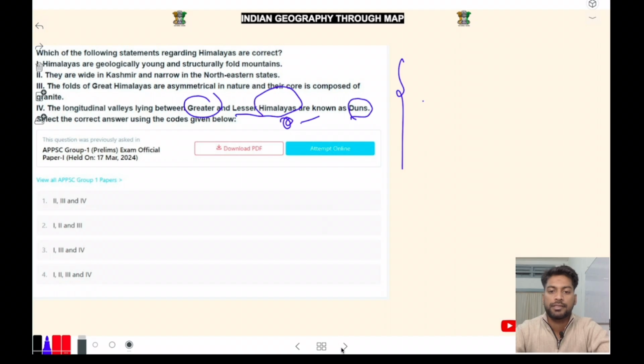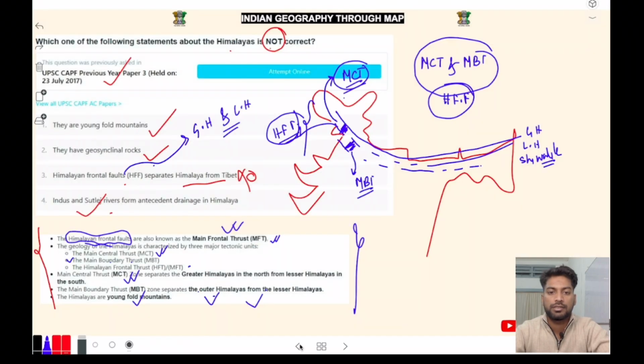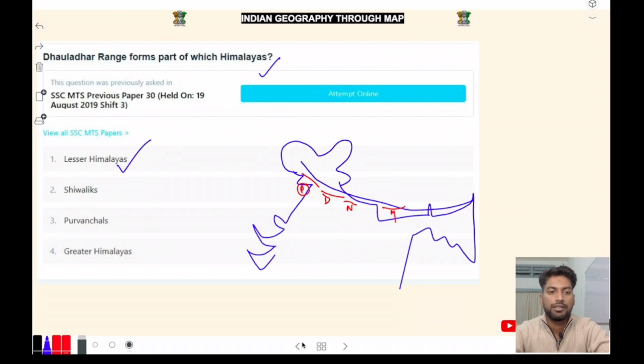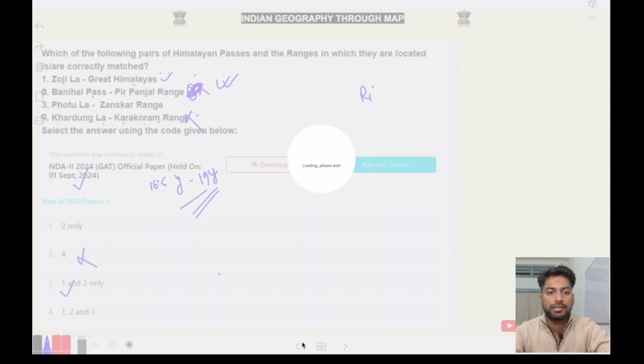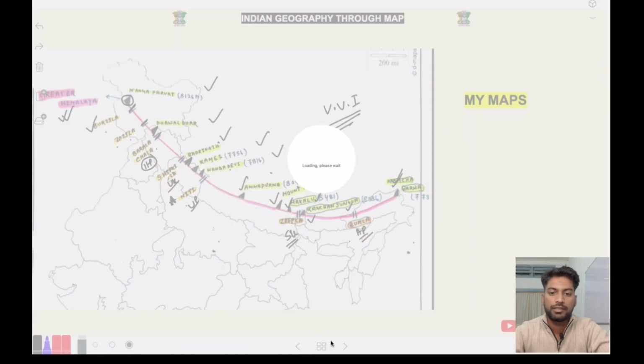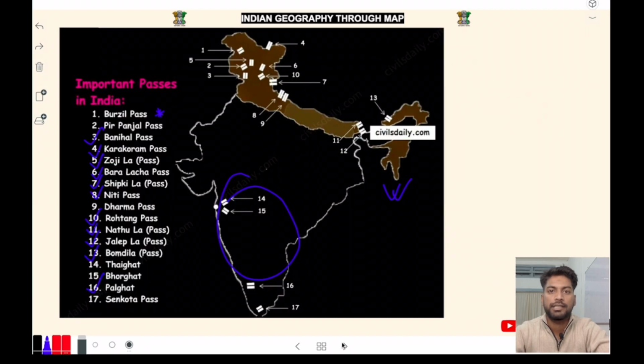Okay, चलो, देखो यहीं पे लिखा था ना dunes. Where are the dunes? देखो dunes, structural valleys between Sivalik and Lesser Himalaya. चलो, one more dunes were there. Just a second. Okay, so that was wrong. Okay, so I just gave you the hint.